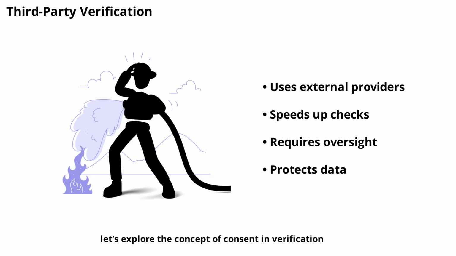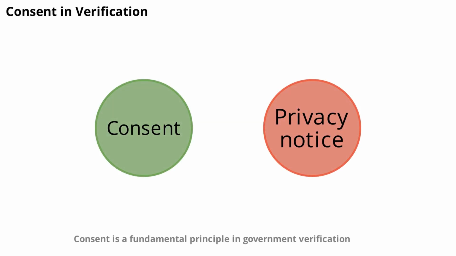Now, let's explore the concept of consent in verification. Consent is a fundamental principle in government verification. Applicants must be informed about what information is being collected, how it will be used, and their rights regarding that data. Clear consent forms and privacy notices help ensure transparency and compliance with data protection laws. Without proper consent, verification processes can't proceed legally.